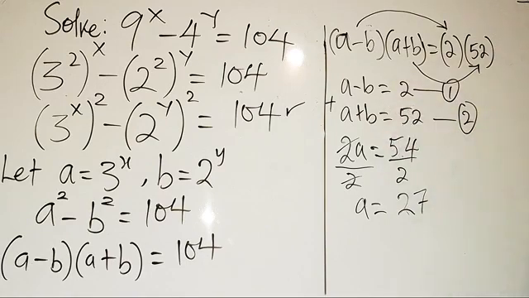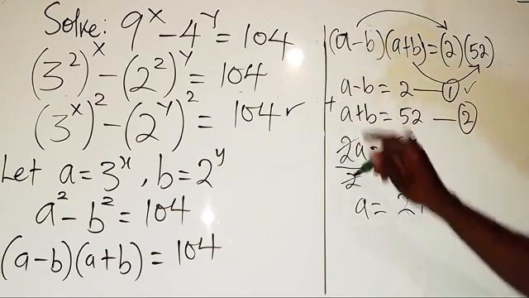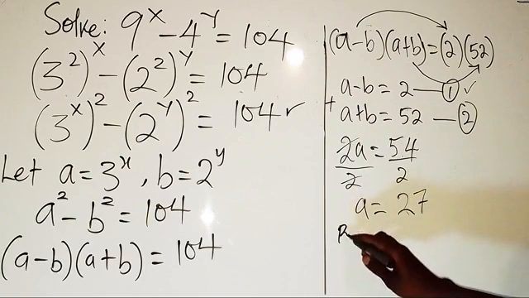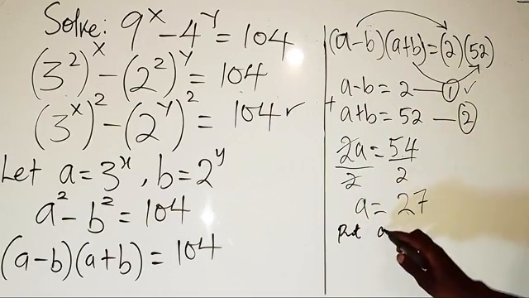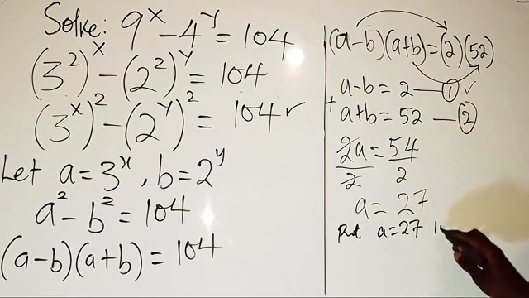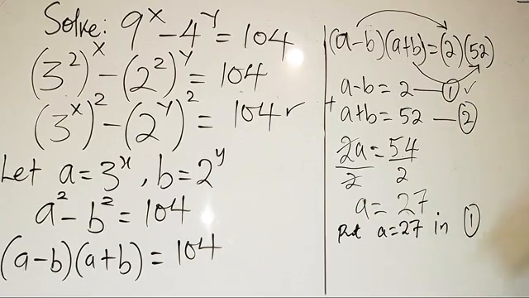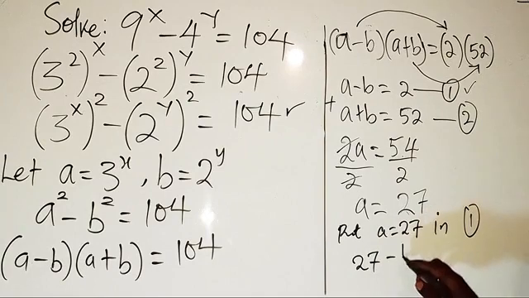So now if a is 27, what is going to be the value of b? Just come here and put it in one of the equations. We have equation 1 to be the simpler one out of the two. So I put a equals 27 in equation 1. So this is going to be 27 minus b equals 2.